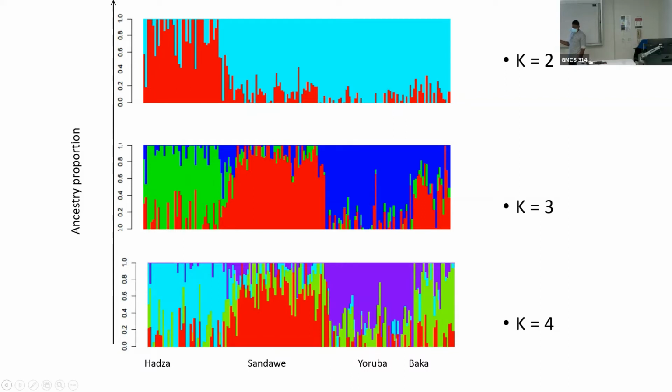If I further split it, if I increase the number of sampled subpopulations, the same kind of pattern stands out. You see that the Hadza people stand out as predominantly green ancestry. The Sandawe people stand out as predominantly red ancestry. The Yoruba people predominantly stand out as blue ancestry, whereas the Baka people seem to be mixed between the 2, between blue and red. And then if you go further down, they all kind of stand out as their own populations.